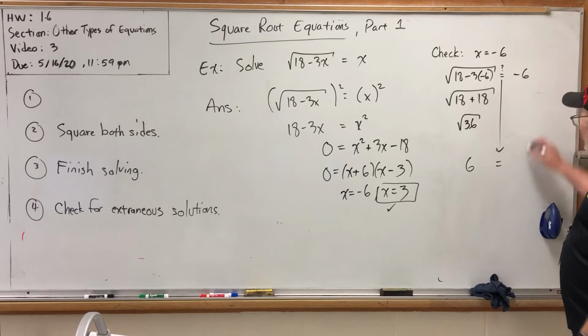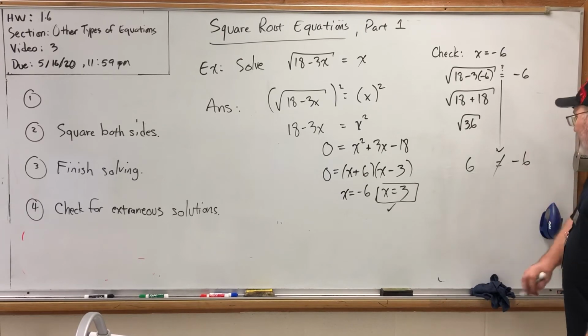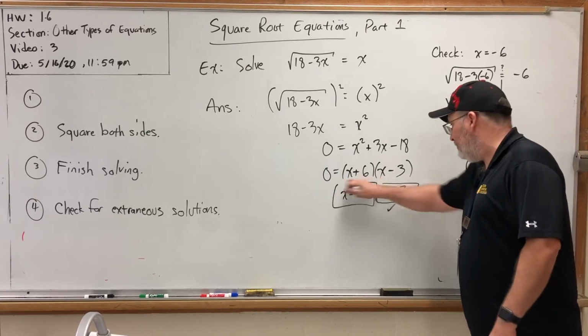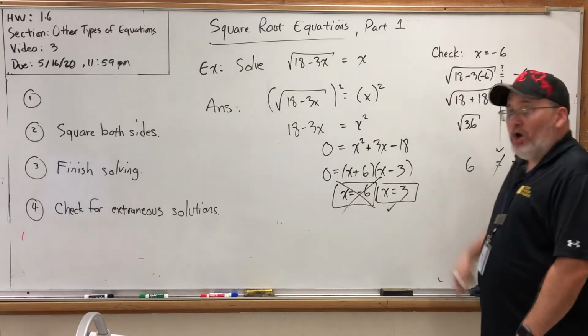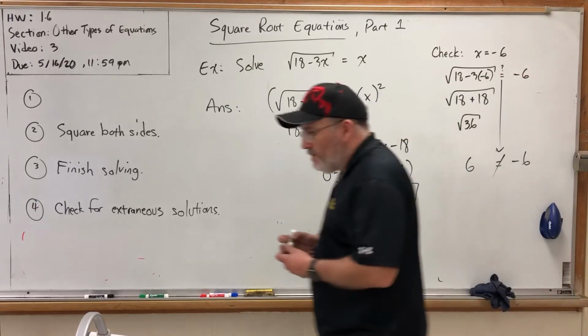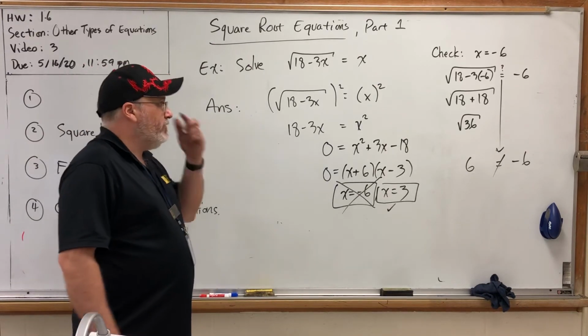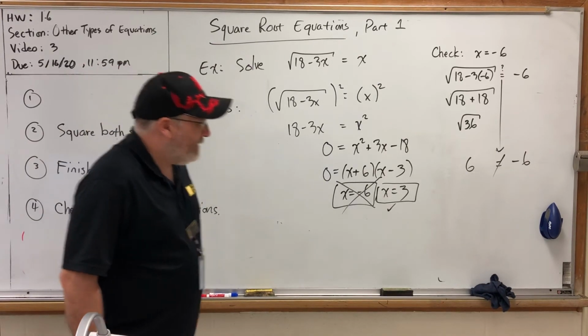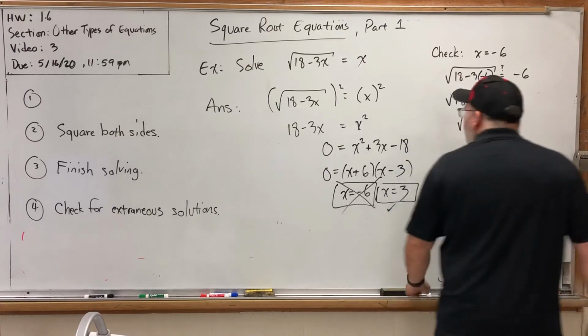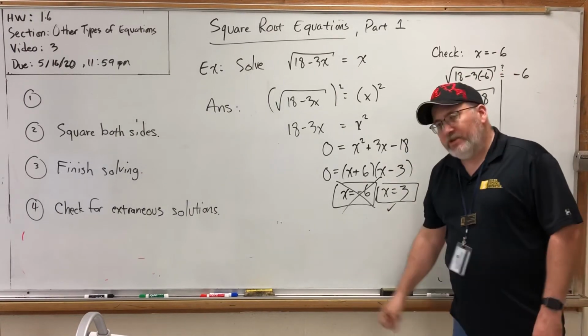Which is a shame because the right side is negative 6. These are not equal, which means that x equals negative 6 is not a solution. So the only solution to this one is x equals 3. It wasn't our fault that the negative 6 snuck in. It's just the nature of this type of problem. In fact, here's why it snuck in. What was the very first move that we did?